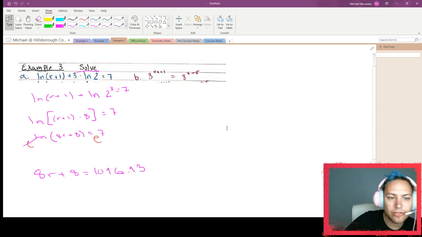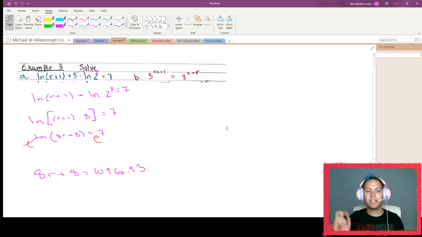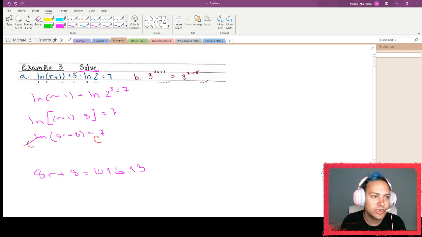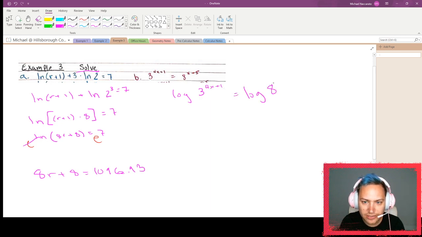So in this one, I have 3 to the power of 4x plus 1 equals 8 to the power of x minus 5. So what I'm going to do is take the log on both sides. You can take the log of a specific power. I just took log like this: log of 3 to the 4x plus 1 equals log of 8 to the x minus 5.